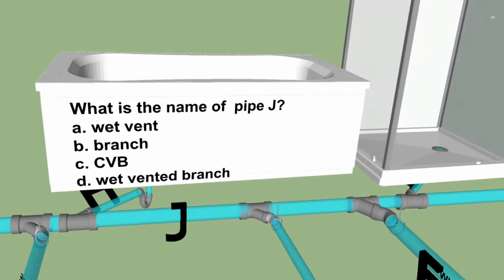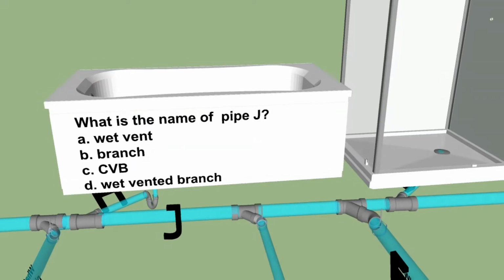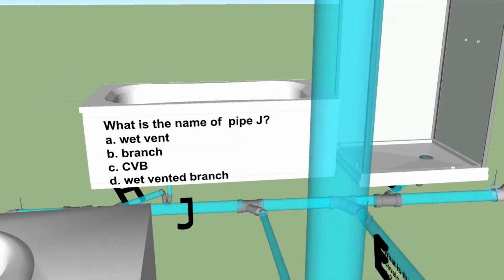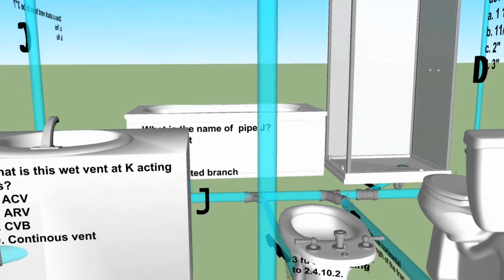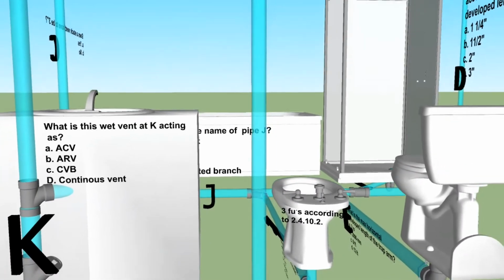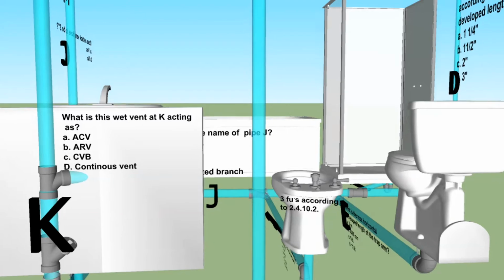J. What is the name of pipe J? Is it a wet vent, a branch, a circuit vented branch, or a wet vented branch? You can find this in 2531 of your code book. K. What is the wet vent at K acting as? Is it acting as an additional circuit vent, an additional relief vent, a circuit vented branch, or a continuous vent?